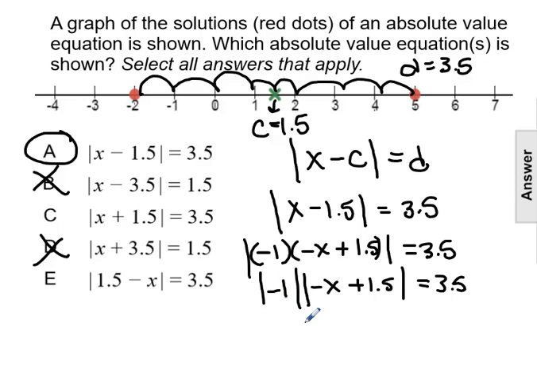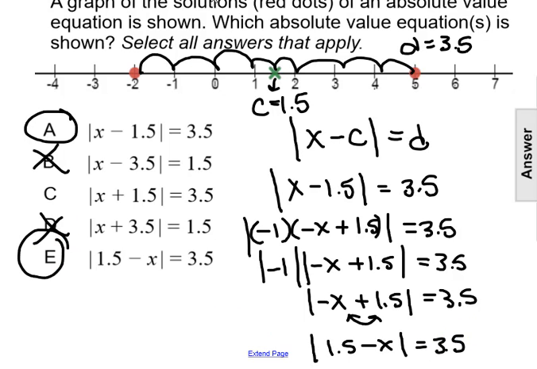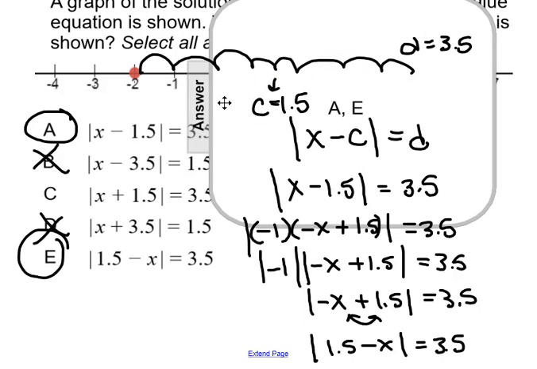Then the absolute value of -1 is 1, so we just have the absolute value of -x plus 1.5, which isn't matching an answer choice, but due to the commutative property, we can switch our terms around in the addition. So we can have the absolute value of 1.5 minus x is equal to 3.5, which matches answer choice E. So A and E are both equations that match that number line graph that has those two solutions.